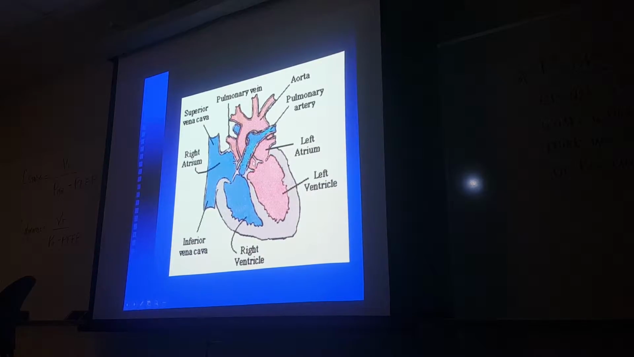The ascending aorta, okay? The aorta is connected to the left ventricle. What kind of blood is this? Oxygenated. And it's taking oxygenated blood out to the baby's body, correct? Yes. This is a normal heart.